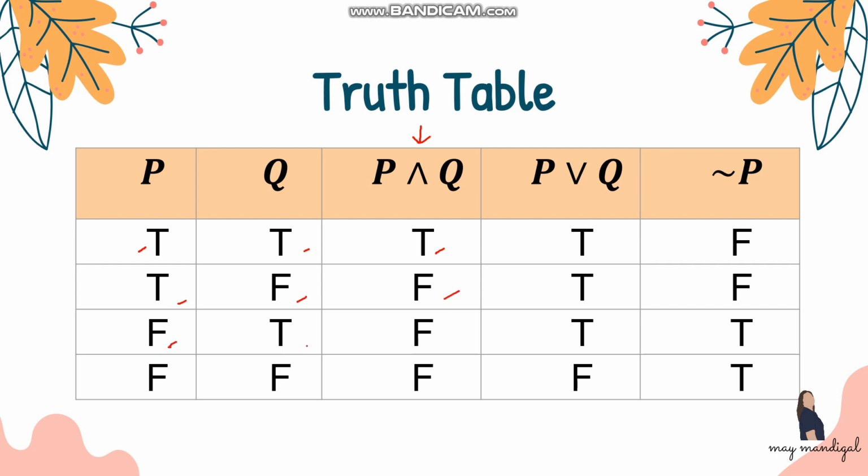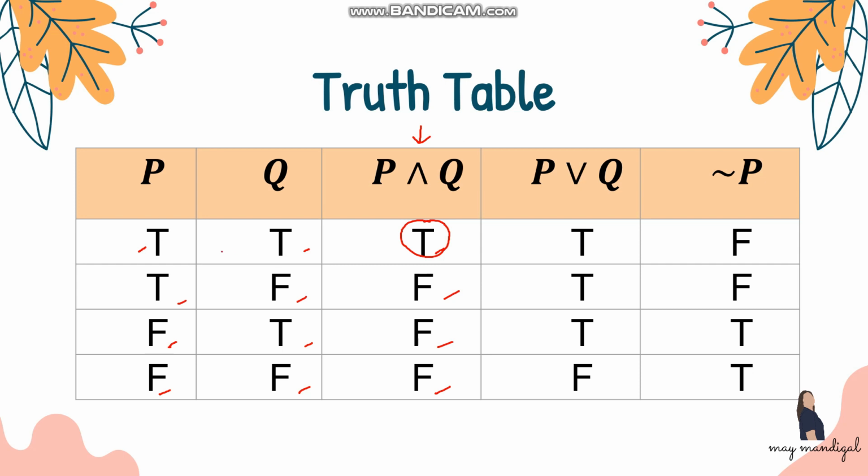This one is false, this one is true. Since they are different, the conjunction is false. And then for the last one, both of them are false, so automatically, the conjunction is false as well. So remember, the only time that the conjunction will be true is when both of the statements are true. Otherwise, it is false.